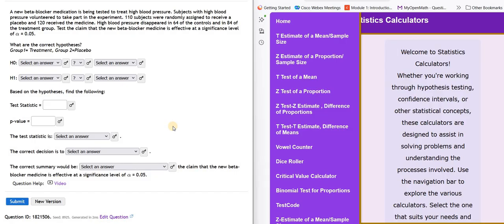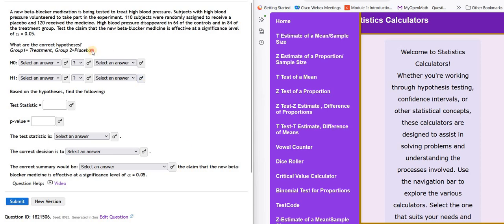110 subjects were randomly assigned to receive a placebo, and 120 received the medicine. High blood pressure disappeared in 64 of the controls and in 84 of the treatment group. Test the claim that the new beta blocker medicine is effective at a significance level of alpha equals 0.05.